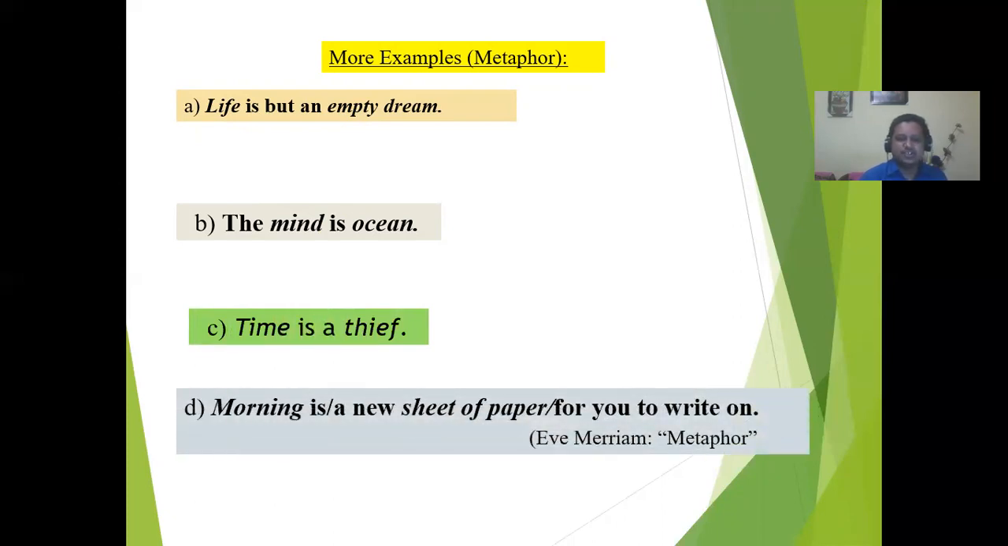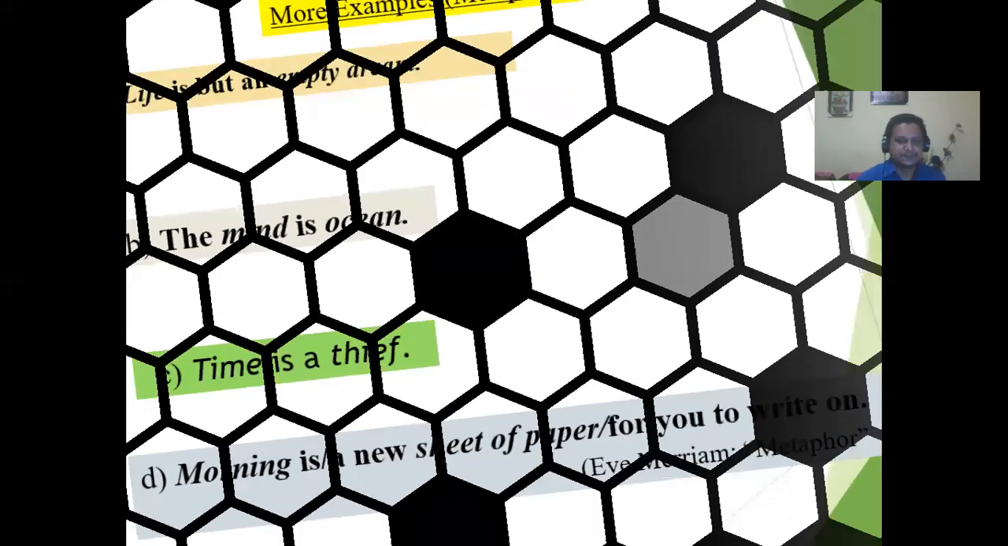Morning is a new sheet of paper for you to write on. Here the writer finds a resemblance between morning and a sheet of paper, but the comparison is made implicitly, not clearly stated.